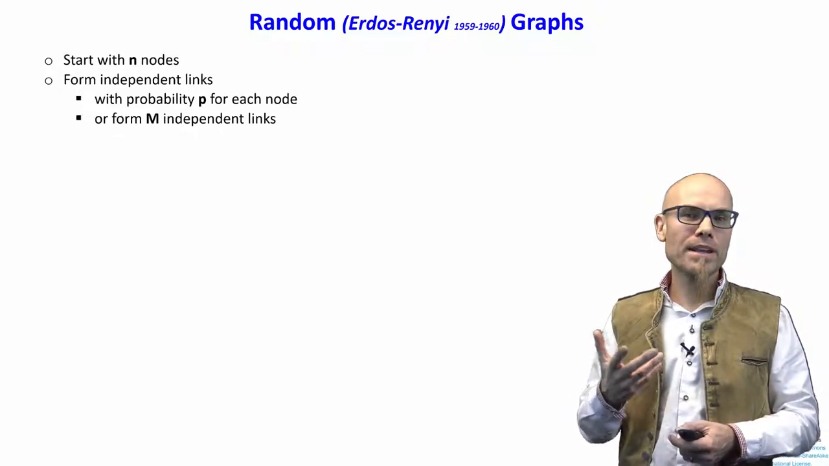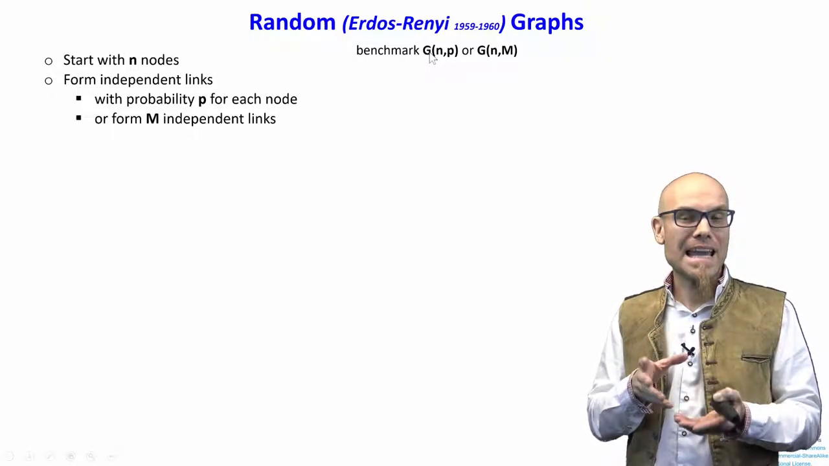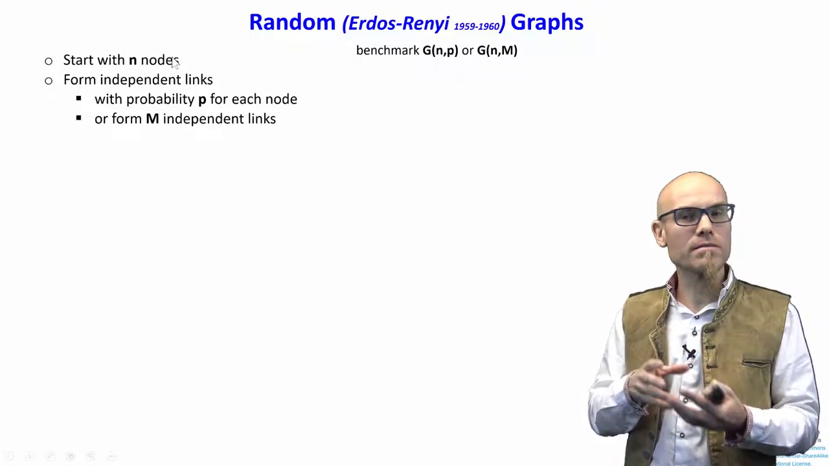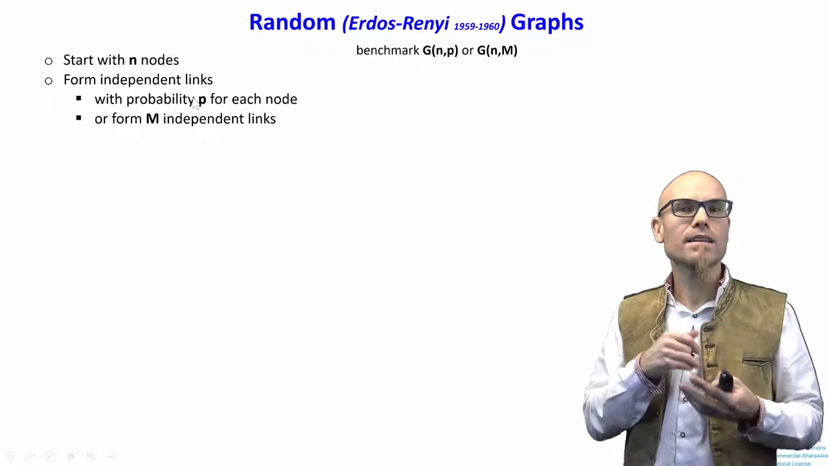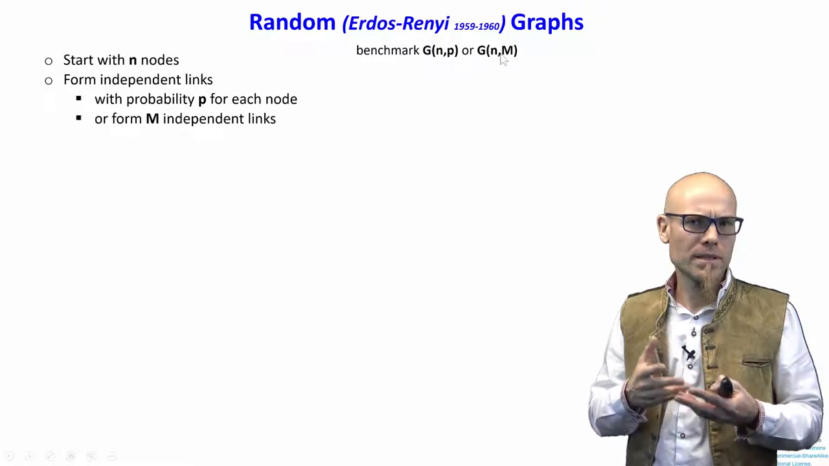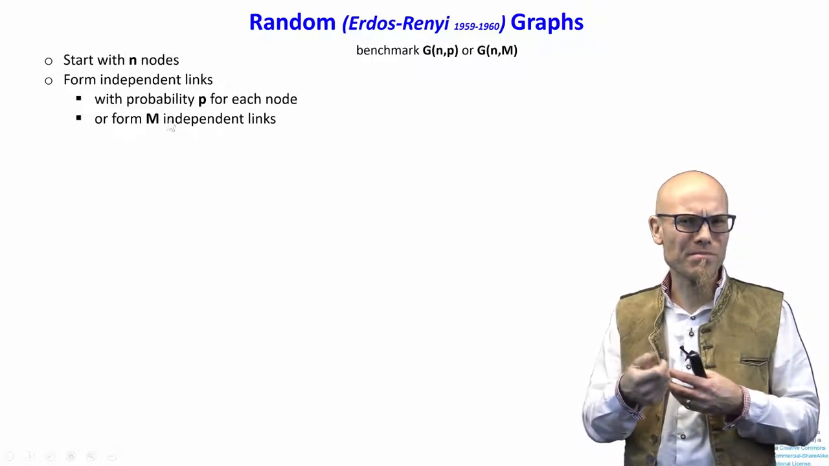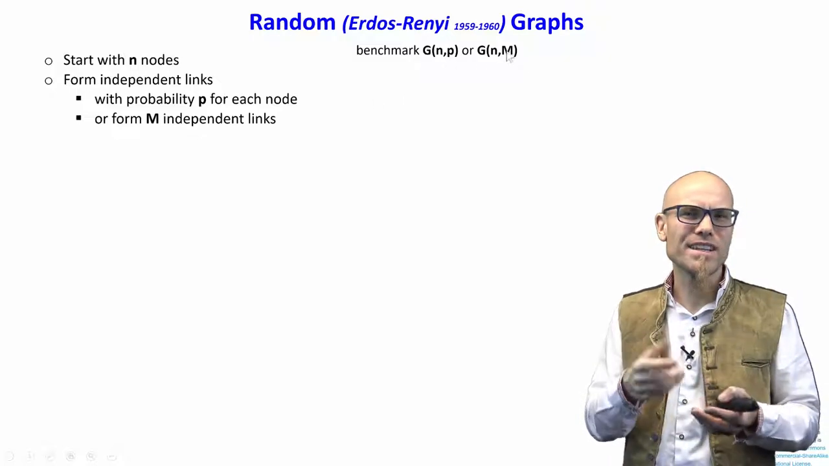And that gives you this benchmark. It's called G for graph. And then G(n,p), where n is the number of nodes and p is the probability that a node can grow a link, or G(n,m), where n is again the number of nodes and m is the number of links. Either you have a probability of creating a link or you have the number of links.